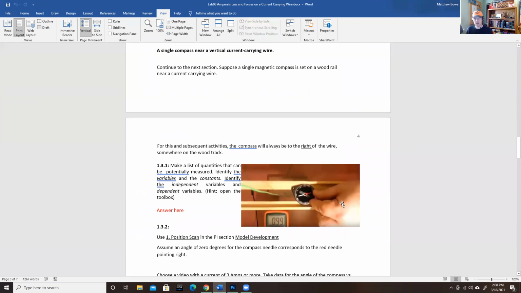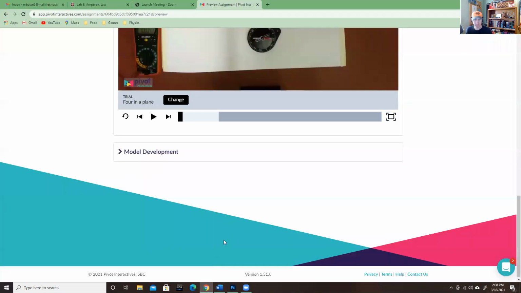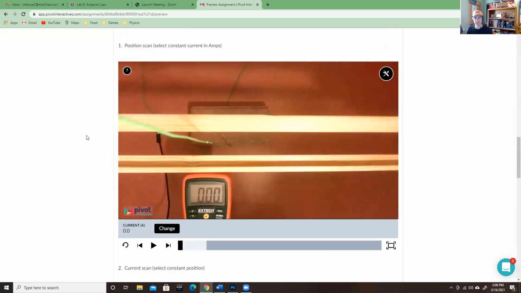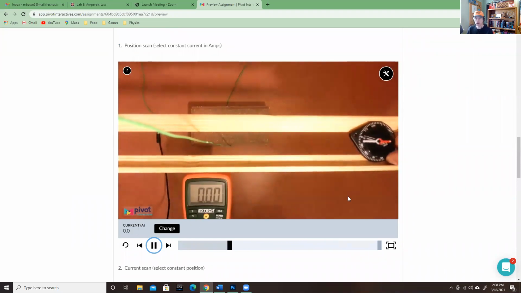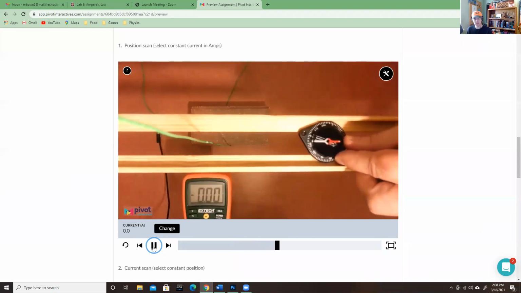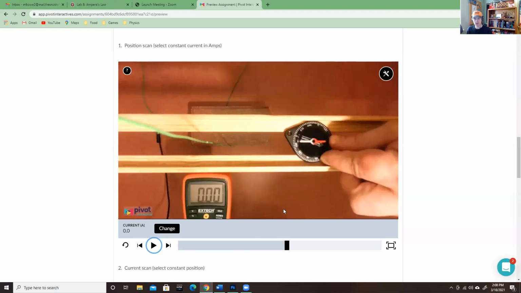there's going to be a person that slides in this compass near this green wire. Let me go over here, and it's going to be this third video down here at the bottom. You can see on the meter 0, so there's no current flowing in the wire right now. Let me play the video just for a little bit right here. And this person will slide in this plastic compass. Let me stop it right there.